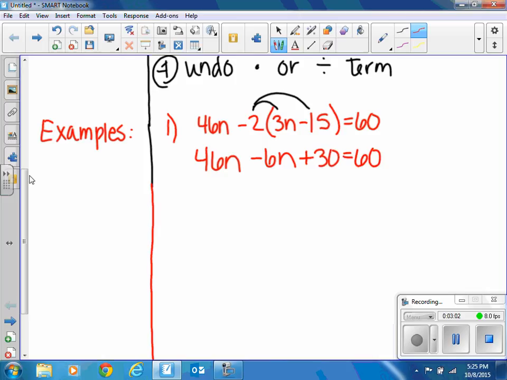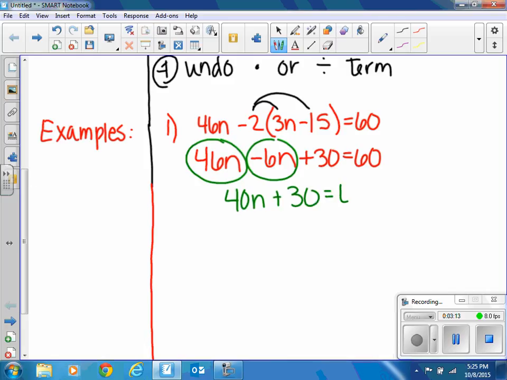Well, we did our distribute step. Now we can combine like terms. We got 46n and a negative 6n. 46n minus 6n gives us 40n plus 30, and that's equal to 60. All right, so we did step 1, step 2. Step 3 tells us we're going to undo our addition or subtraction. So we're going to subtract 30 from both sides. These cancel. 40n equals 30.